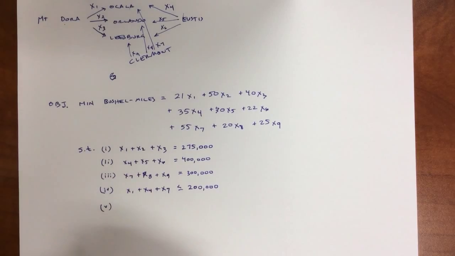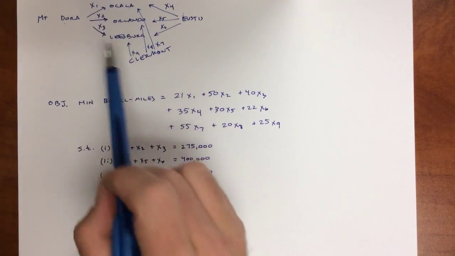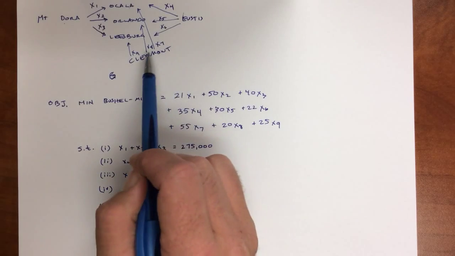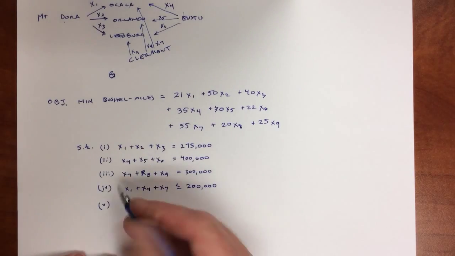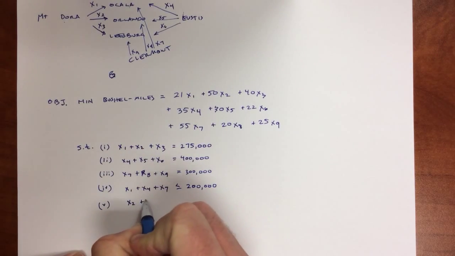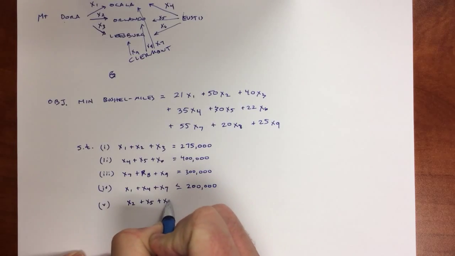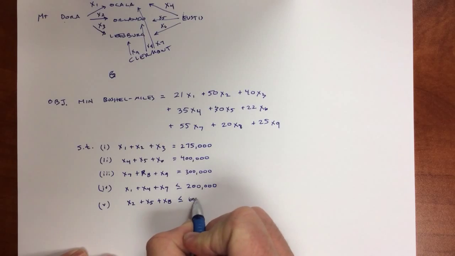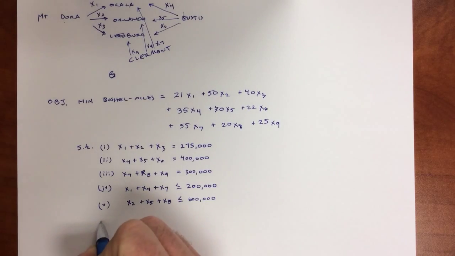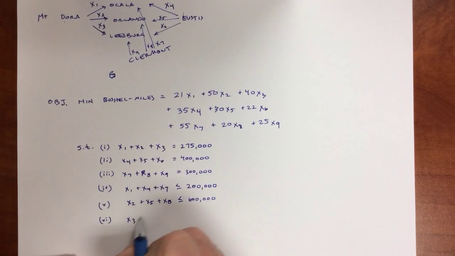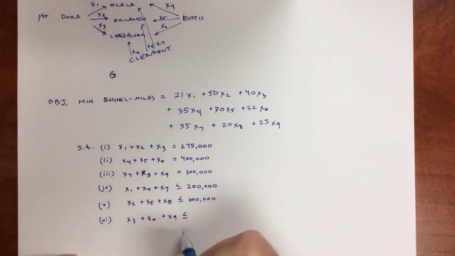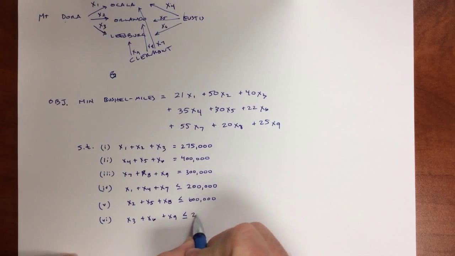The 5th constraint deals with Orlando. Orlando is getting x2 from Dora, x5 from Eustis, and x8 from Claremont. So x2 plus x5 plus x8 needs to be less than or equal to 600,000. And our last constraint deals with Leesburg. So that's going to be x3 plus x6 plus x9 less than or equal to 225,000.